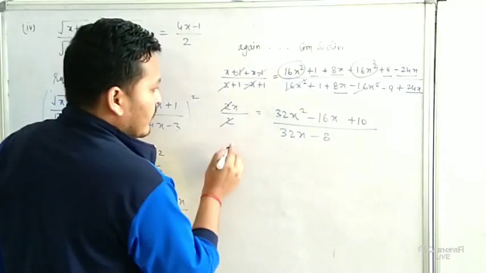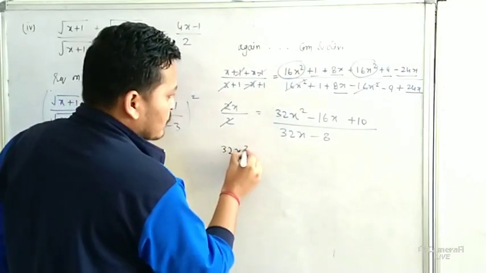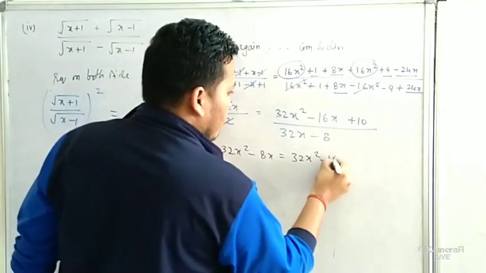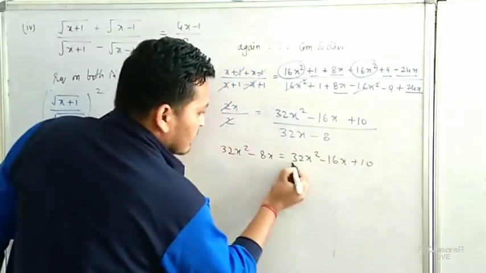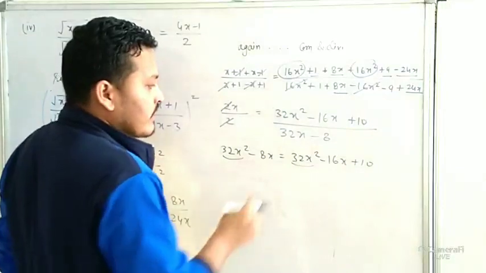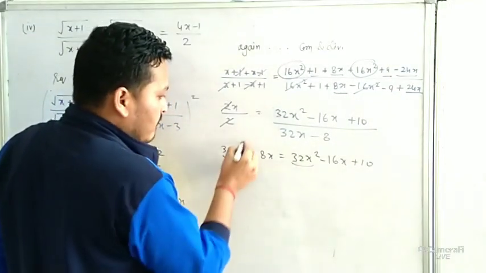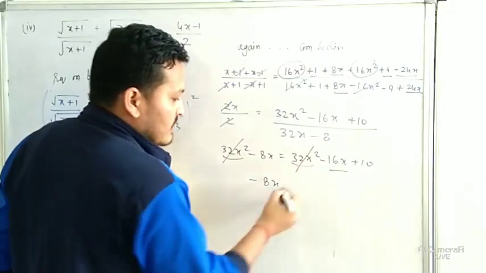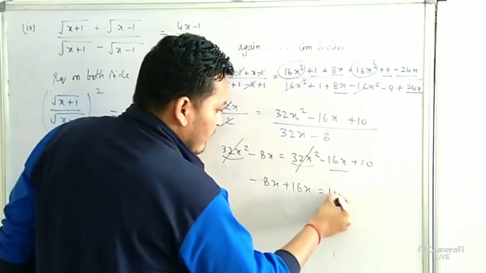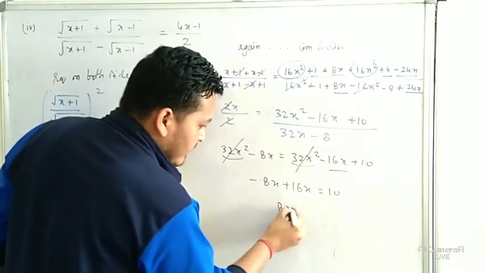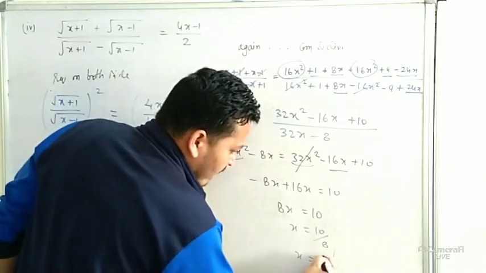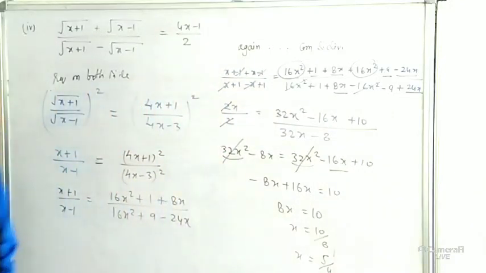It is 32 into x, so 32x square minus 8x is equal to 32x square minus 16x plus 10. This 32x square and this 32x square are the same. When you take it to the left hand side, the minus sign will come and 32 cancels. The remaining is minus 8x. Taking this minus 16x to the left hand side, plus 16x is equal to 10. So what is remaining? 16 minus 8, so 8x is equal to 10. So our answer is x is equal to 10 upon 8, so x is equal to 5 by 4, since 2 fives are 10 and 2 fours are 8. So 5 by 4 is the solution of this question.